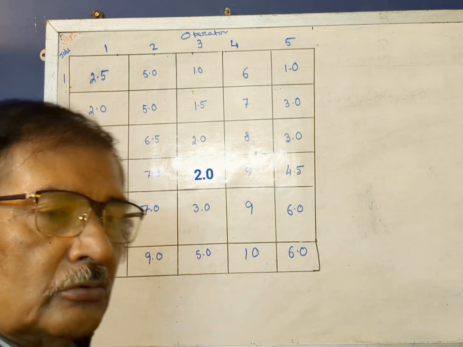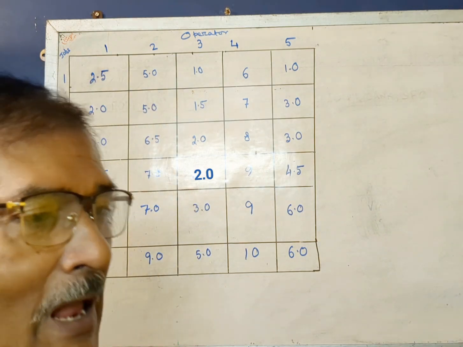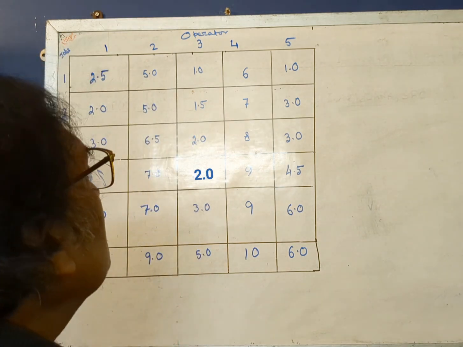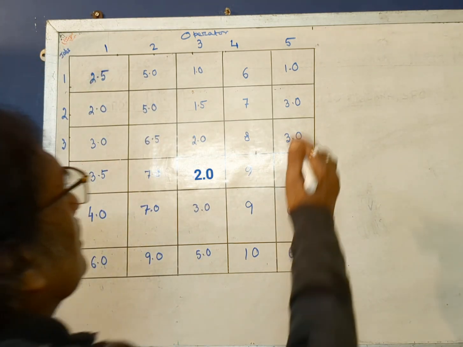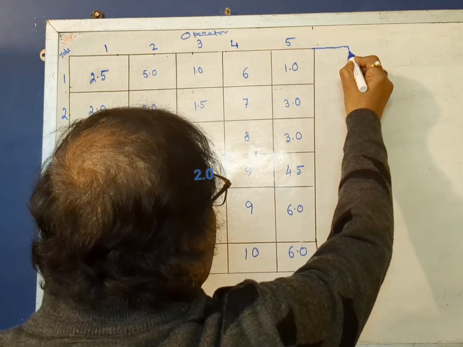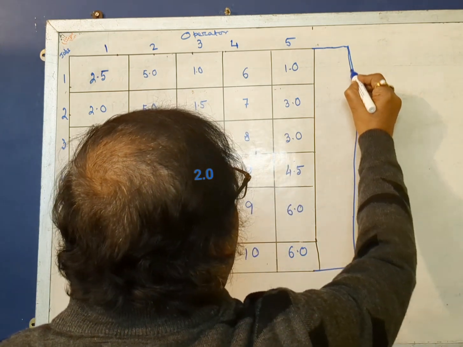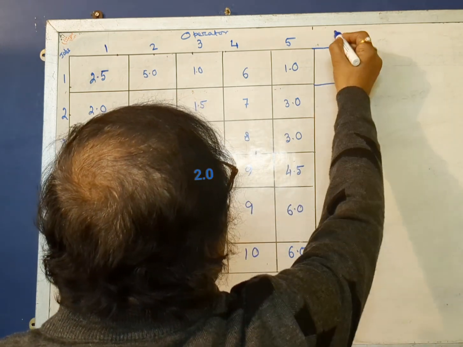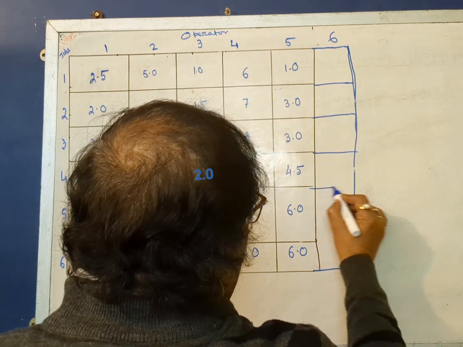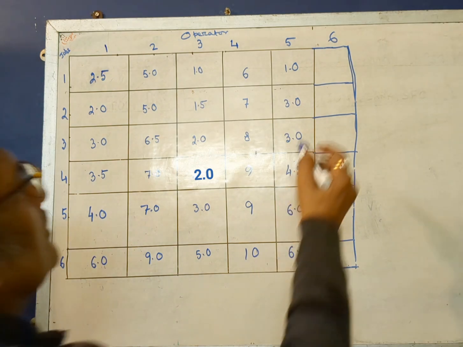First of all, to apply the Hungarian method, you have to make it a balanced problem. First you add one dummy operator. This is called a dummy operator to make it a balanced problem. I am going to add one dummy operator, say sixth operator. The dummy operator is to be added to make it a balanced assignment problem.